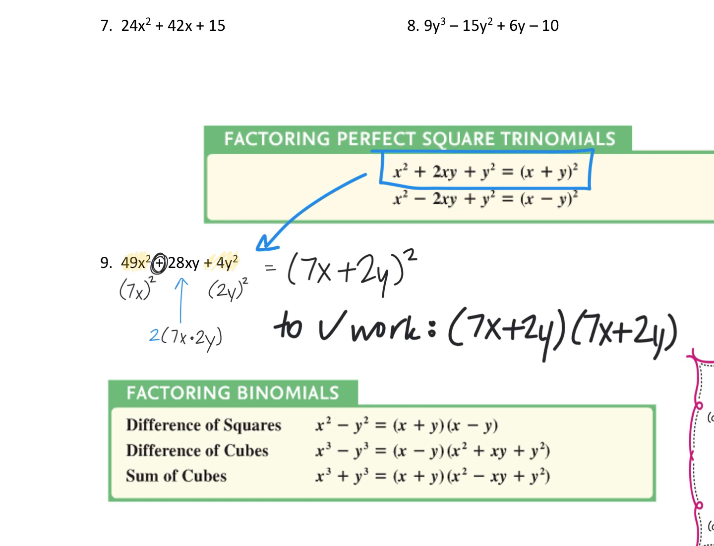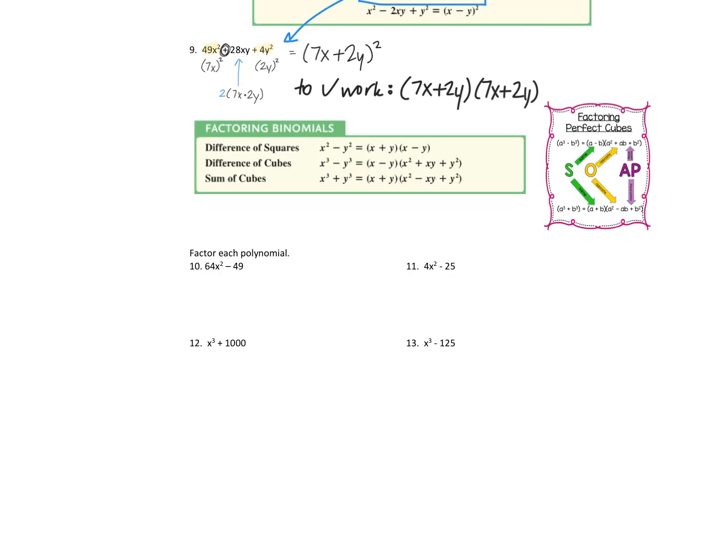Spoiler, obviously, yes, this one does. Because you end up getting 14xy in the middle, which then adds to 28xy, okay? So if you're ever unsure in your factoring, FOIL it back out and see if you're right. Here on the bottom of the page, these are ones you're going to do on your own in a second.